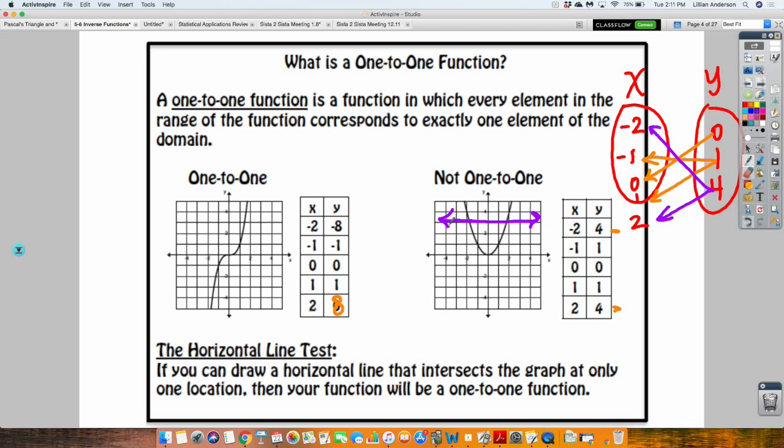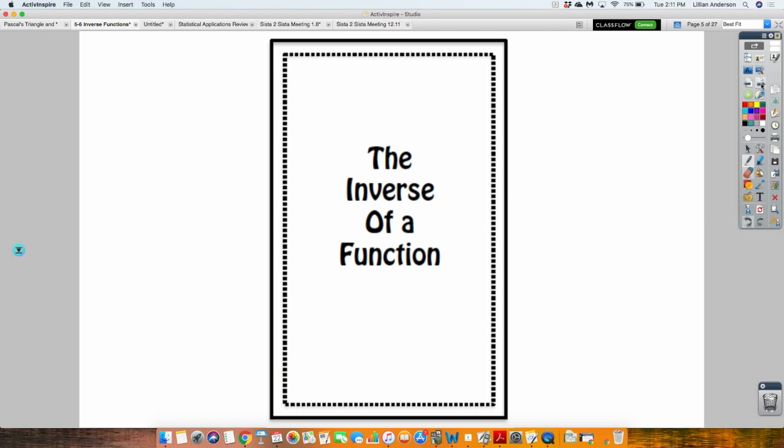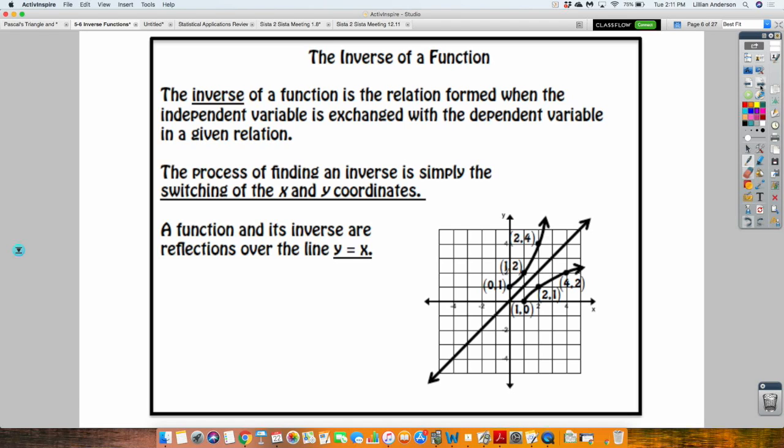So why are we learning about one-to-one functions now? Well, it pertains to the inverse of a function. The inverse of a function is the relation formed when the independent variable is exchanged with the dependent variable. In other words, you're exchanging your x and your y for each other. The process in finding the inverse is simply the switching of your x and y coordinates. When you graph it, it is a reflection over the line y equals x.